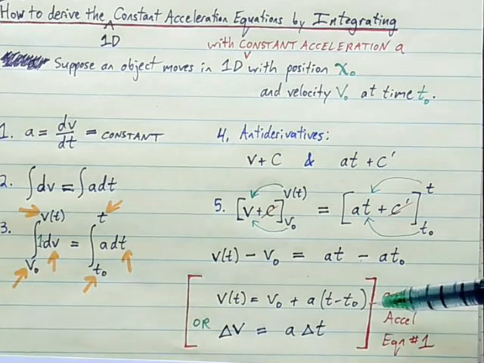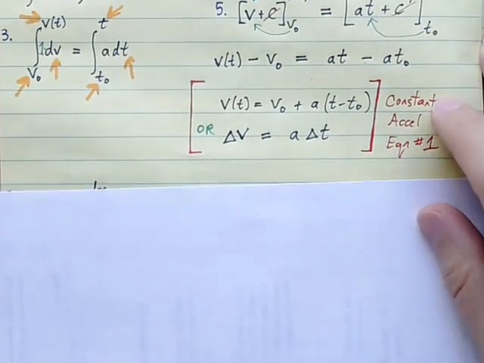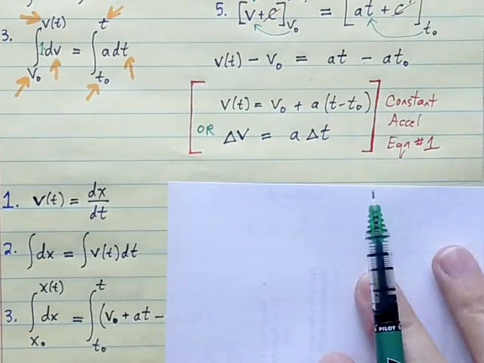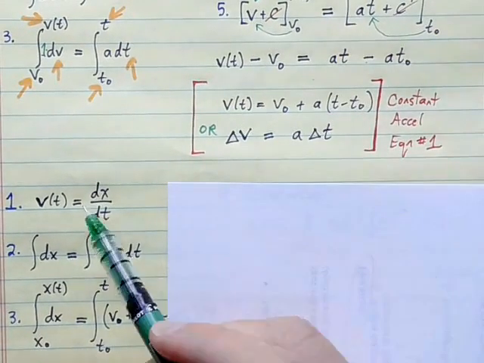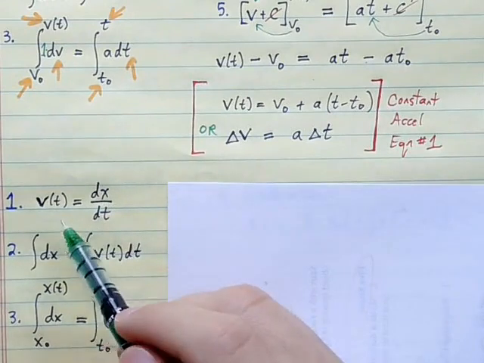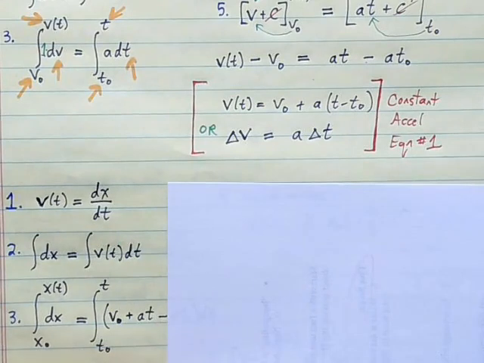We take this and we integrate again to get the second constant acceleration equation. So we've got the velocity as a function of time. We now note as our new starting point that the velocity, the instantaneous velocity, equals dx dt. So we start by stating this derivative relationship.